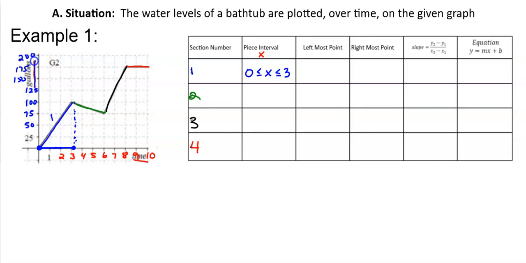Our second segment starts when x is 3 and finishes when x is equal to 6. So between 3 and 6. So all the x's are greater than 3 but less than or equal to 6. Our next segment, we're probably getting the idea here, starts at 6, ends at 8. And then our final segment from 8 over to 10.